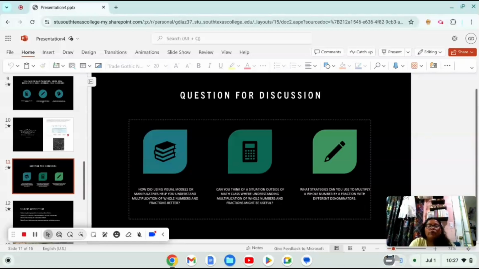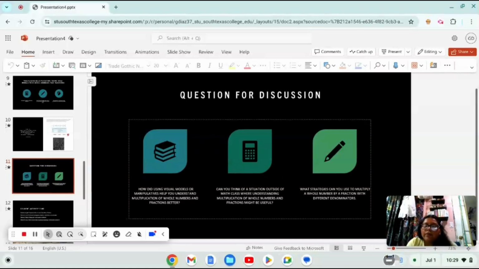Question: how did visual models or manipulatives help you understand multiplication of a whole number and fractions better? I'll give you time to answer. Yes, correct. Visual models and manipulatives facilitate deeper understanding of multiplication involving whole numbers and fractions by providing concrete representation, visual relationships, breaking down concepts step by step, and connecting math to real world problems. Understanding multiplication involving whole numbers and fractions extends beyond math. Yes, you may answer. Correct. Multiplication involving whole numbers and fractions extends beyond math class into practical everyday scenarios, enhancing problem solving skills and ensuring accuracy in various contexts.